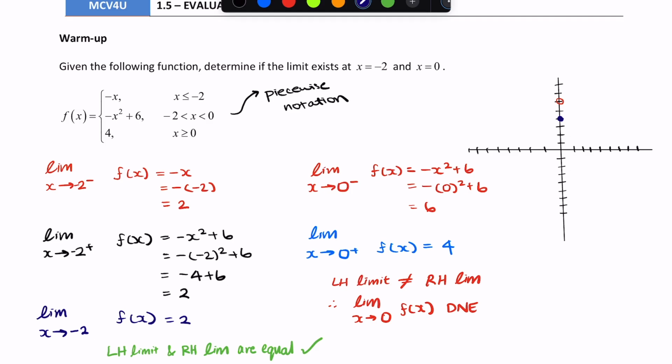And then if we look at the values of -2, when x approaches -2 from the left-hand side, it reaches a value of 2. So that would be right here approximately. And then when x approaches -2 from the right-hand side, you get a value of 2, and then it connects there as well.